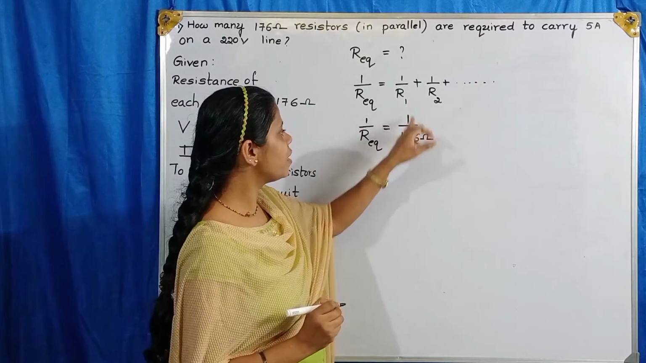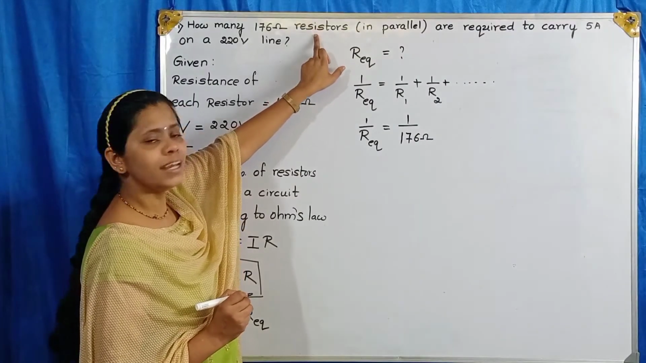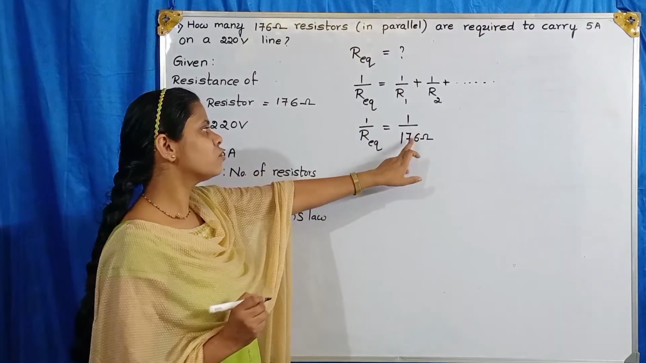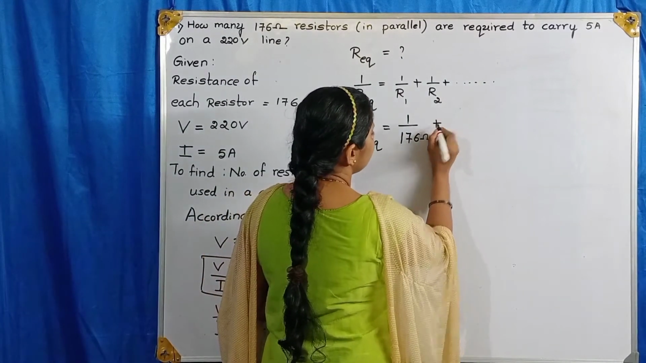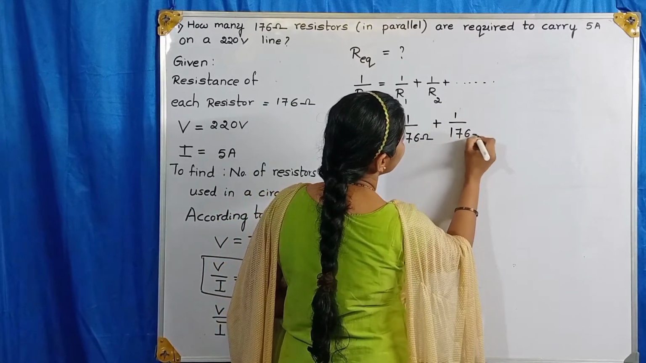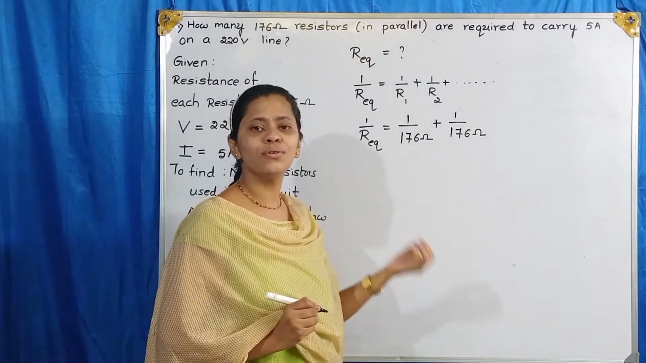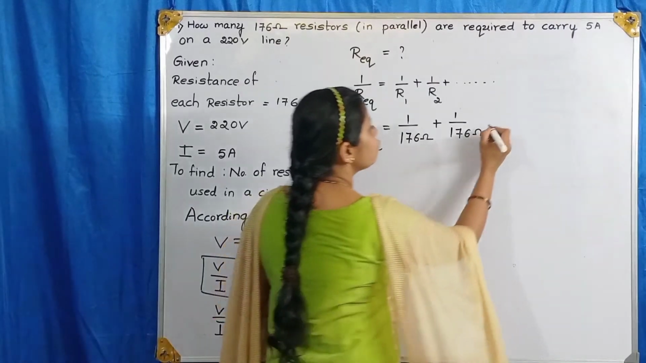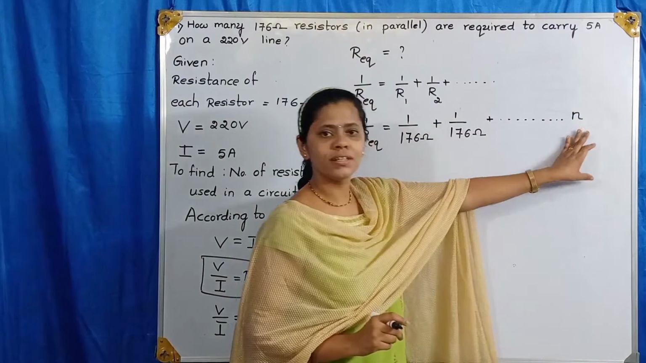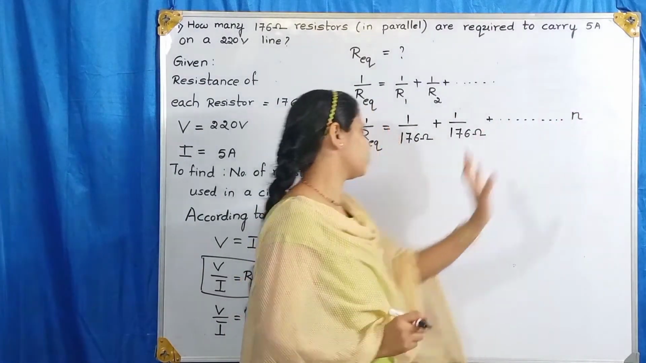Did you understand this one? Why it is 176 ohm? Because they have given in the question each resistor is of 176 ohm. Therefore, R1 is 176 ohm and R2 is also 176 ohm. And we don't know the number of resistors used in the circuit. Therefore, let's write n number of resistors used in the circuit.